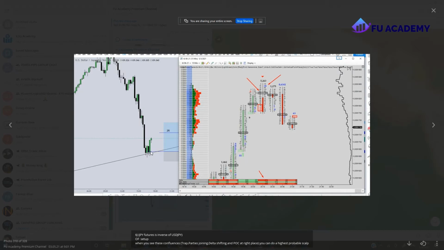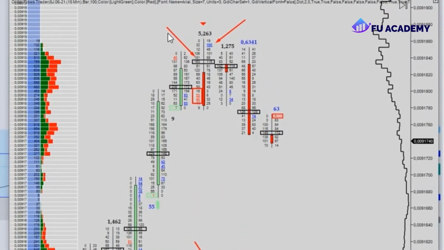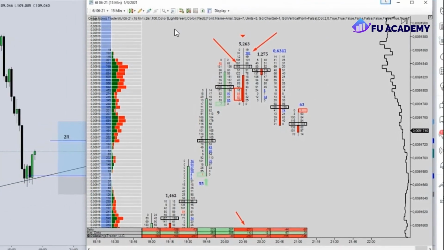So we gave this signal in the group that USD JPY buy, and this one, the order flow I was looking at, that's why the USD JPY is going to buy. So you might be seeing this is a sell setup, right? Why is this a sell setup? Because for 3 pairs, USD CAD, USD JPY and USD CHF, the setups are inverse. That means if you want to buy USD JPY, then you need to see a sell setup on 6J. If you want to buy USD CAD, you need to see a sell setup on 6C, CAD futures, like that.